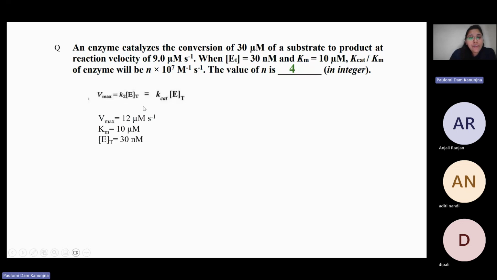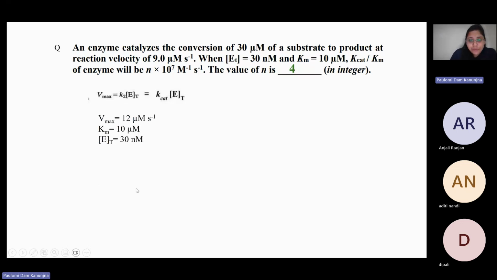Now here too, we already have calculated Vmax. We know Km, but that's of no use to us right now. We'll see how, and we know ET. So we need to find Kcat. So let's do that. We simply need to divide Vmax by ET. So Vmax we know is 12, ET we know is 30.